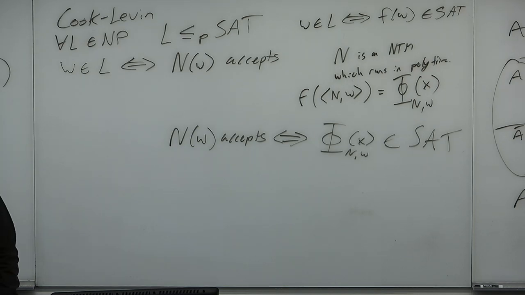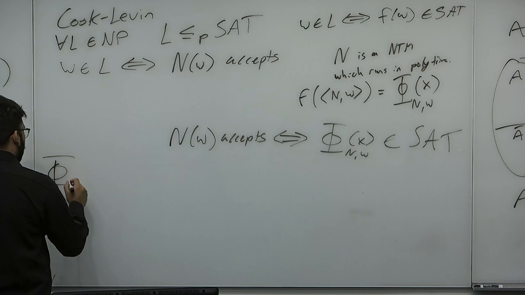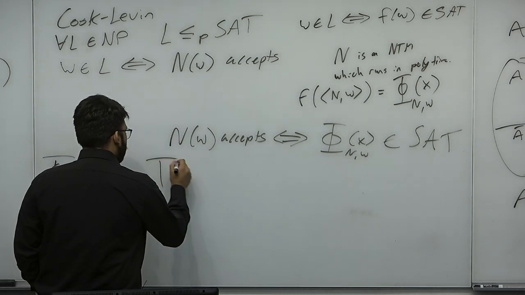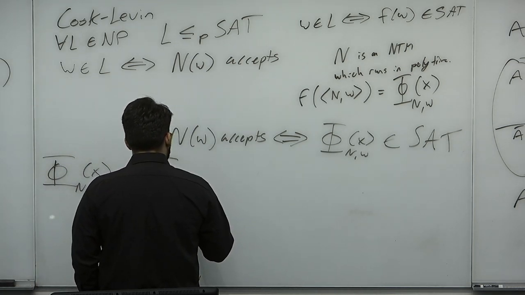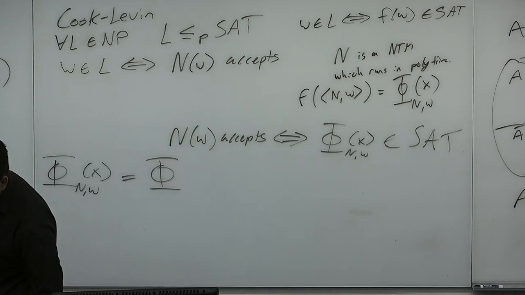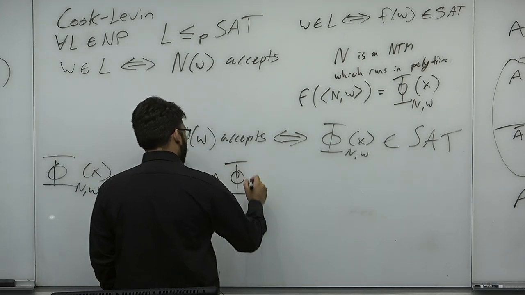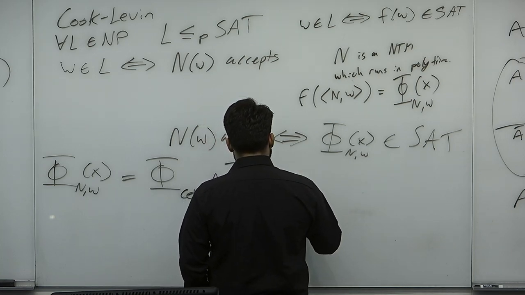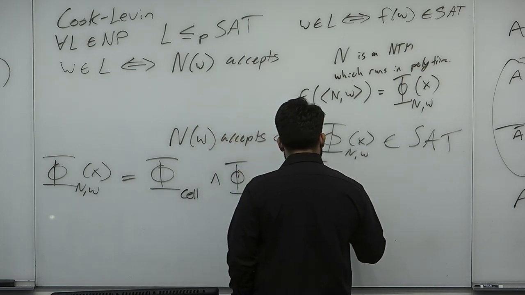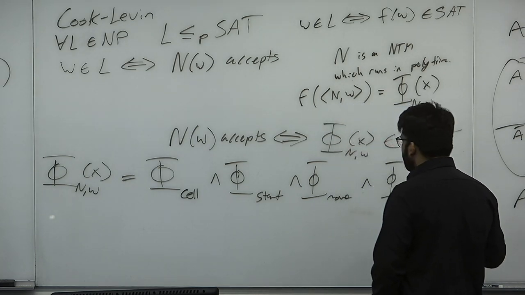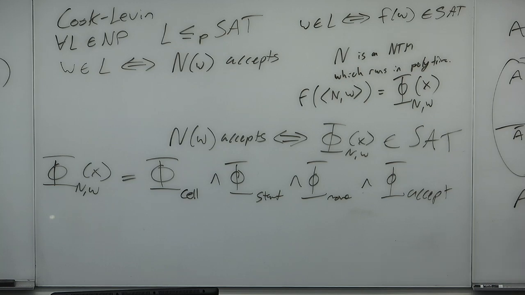Now, why does this work, and why is this in CNF? Basically, what's going to happen is we're going to create this big formula phi of N and W on input X to be the AND of many small checks. So we're going to AND a few things together. First off is going to be something called phi cell and phi start and phi move and phi accept. Let's describe in detail what these four Boolean formulas are going to do.